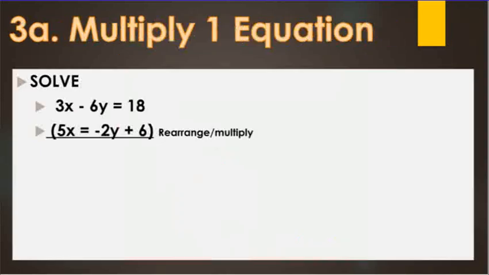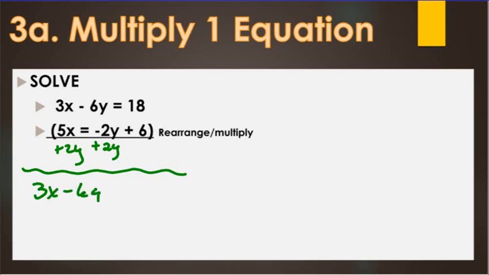Let's try one ourselves. Solve this one. You may need to rearrange first. So I'm going to rearrange this one. So I need to add the 2y to both sides. So now my new problem, I'm going to write the first one first. So 3x minus 6y equals 18. And on the bottom one, I have 5x plus 2y equals 6.